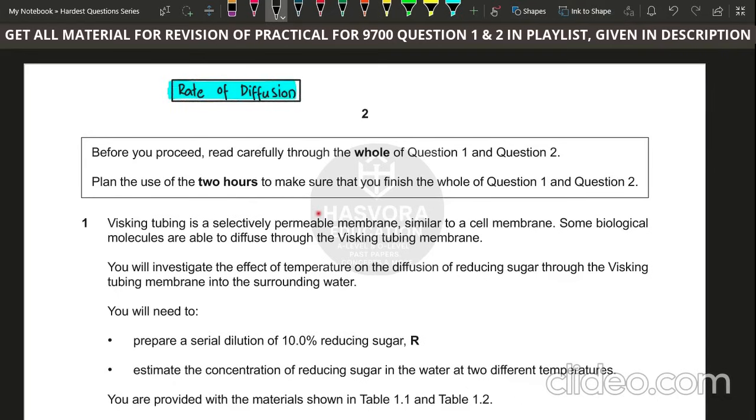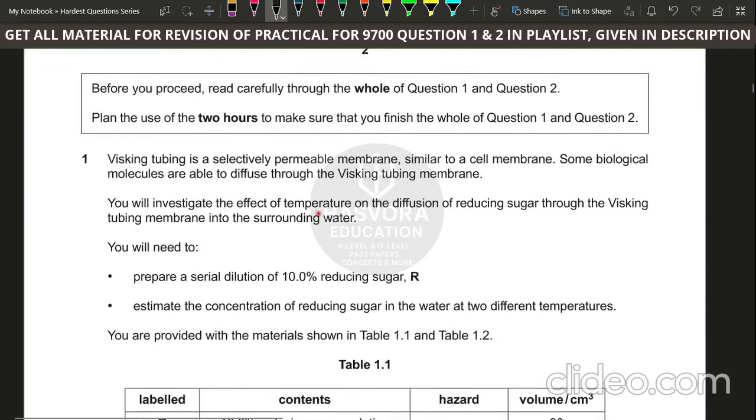Let's start. Before you proceed, read carefully through the whole of questions 1 and 2. Plan the use of 2 hours to make sure that you finish both. Question 1 says Visking tubing is a selectively permeable membrane. It is just like a cell surface membrane, so you can treat it as though diffusion can occur through it. Similar to a cell membrane, some biological molecules are able to diffuse through the Visking tubing membrane.